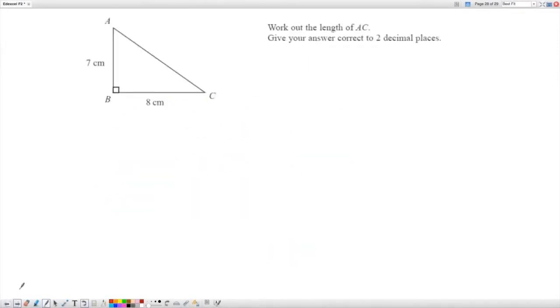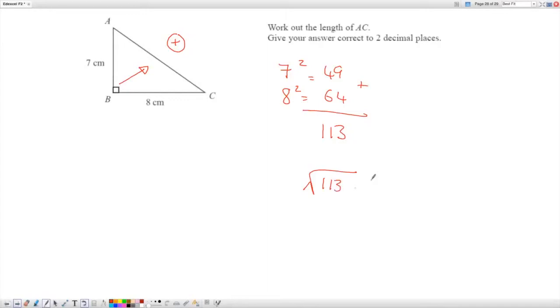Now this question is about Pythagoras. We need to work out the length AC. This is our right angle, draw an arrow across. We're finding the hypotenuse, so we will be adding. We take 7 squared, 8 squared. 7 squared is 49, 8 squared is 64. Add, 113. Square root 113. We get 10.63014581. To 2 decimal places, decimal point, count 2, 1, 2, draw a line. This number stays the same. Final answer, 10.63.